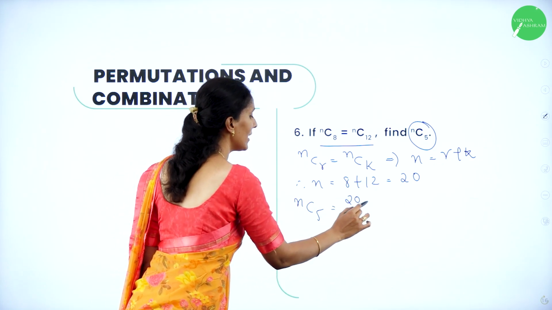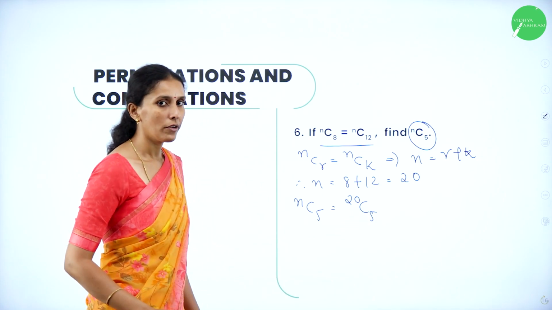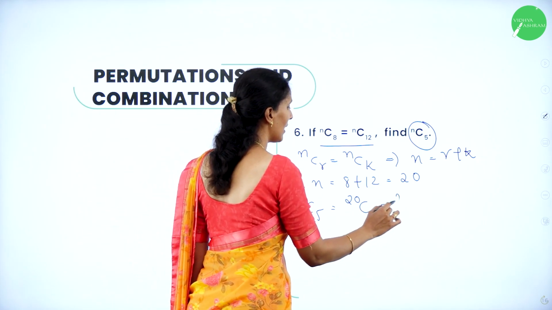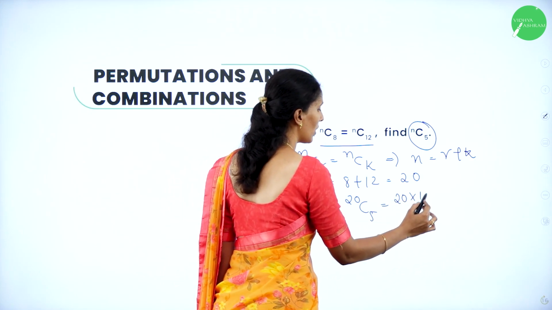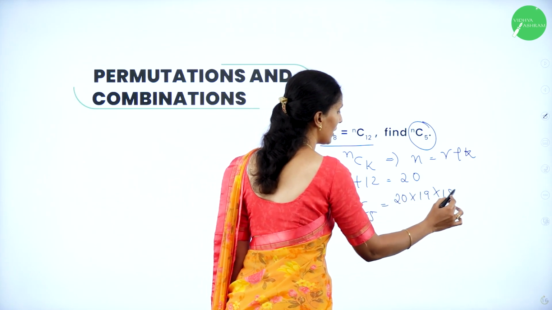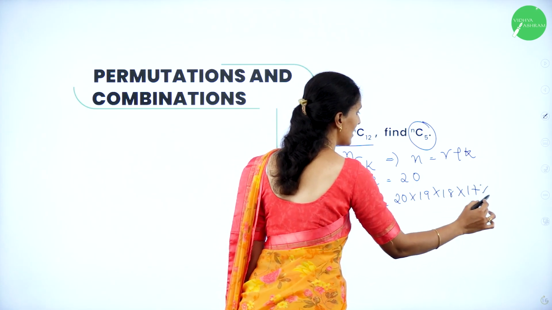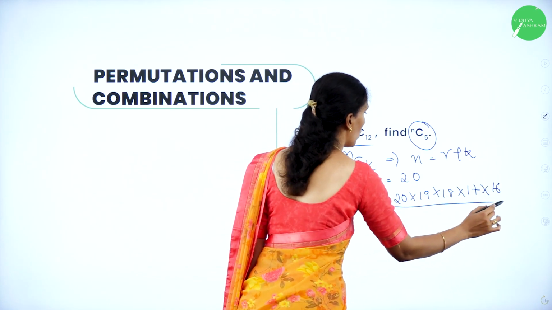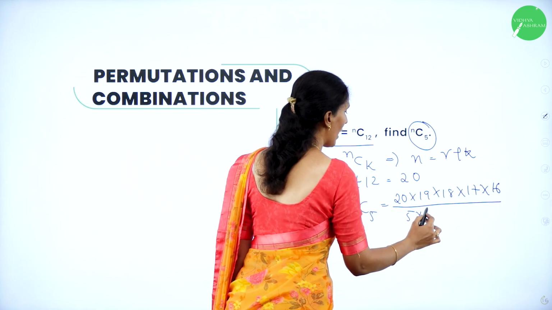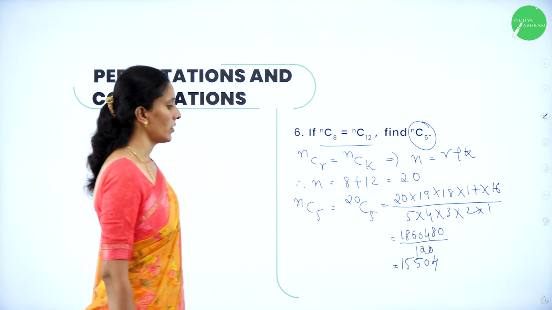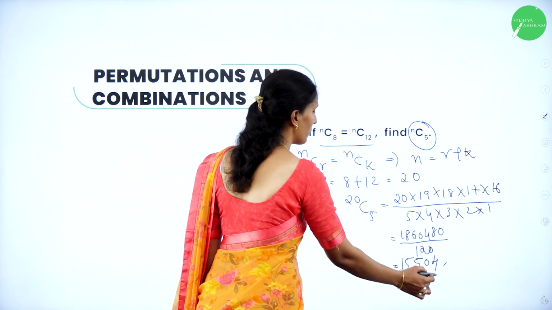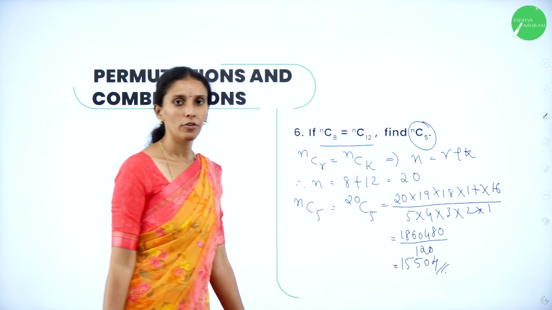So it is 20C5. How will we write it? Just write the factors here: 20 into 5 factors of 20 factorial, that is 20 into 19 into 18 into 17 into 16, whole divided by 5, 4, 3, 2, 1. So therefore, you will get 15,504.